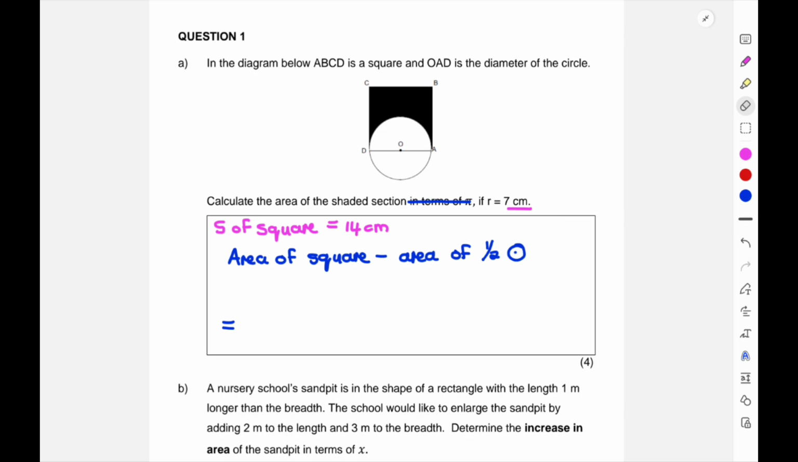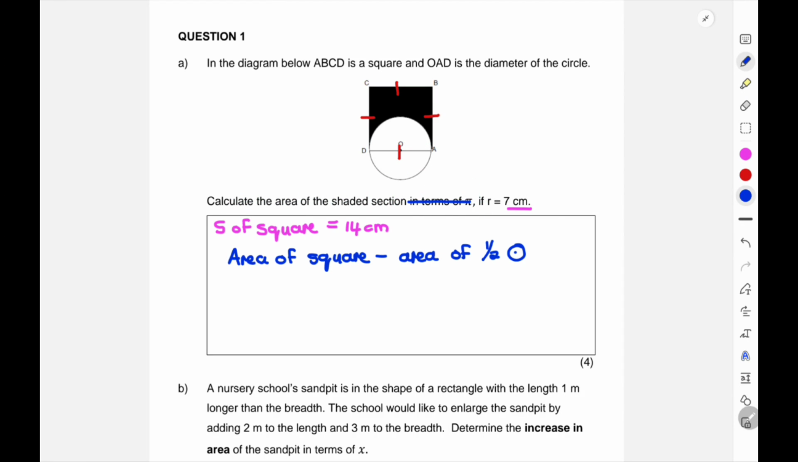Okay, so let's look. Question 1. In the diagram below, ABCD is a square. So very important. We know that all sides are equal. And the area of a square is side times side. So the area of a square is side squared or side times side. And let's just read a little bit further. And AOD is the diameter of the circle. AOD is the diameter of the circle given there. Calculate the area of the shaded section.